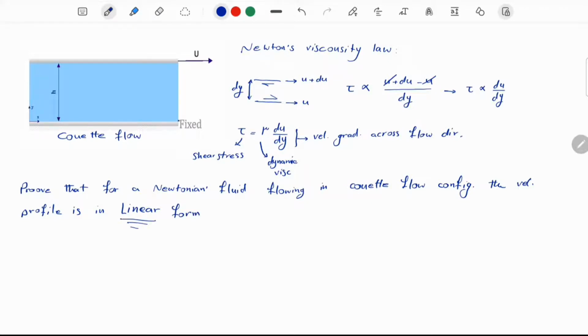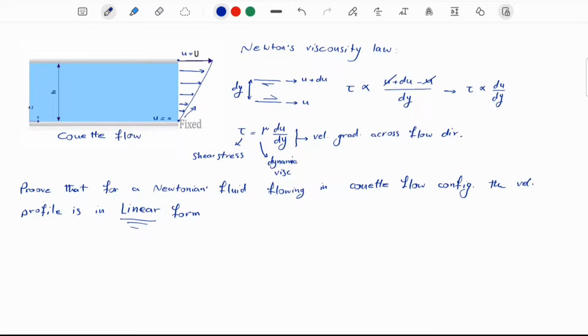Here in the fixed plate we have a velocity of 0, u is equal to 0 over here, and at the top plate we have velocity of capital U, u equals capital U, okay? We are going to prove that for Newtonian fluid flowing in this configuration, the changes between u equals 0 and u equals capital U is linear, is in this form, okay? It changes linearly from 0 to capital U.